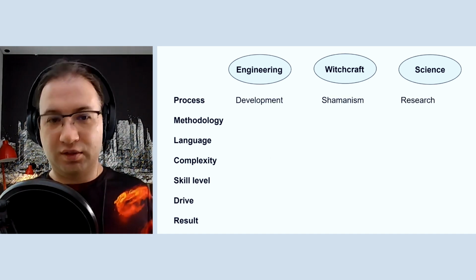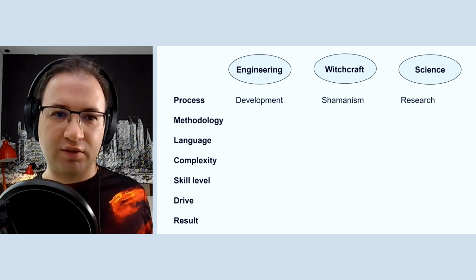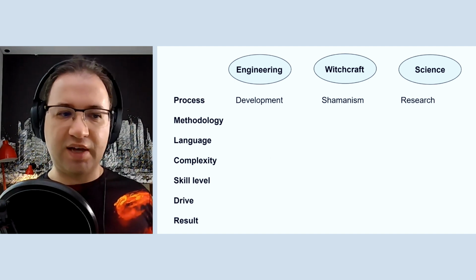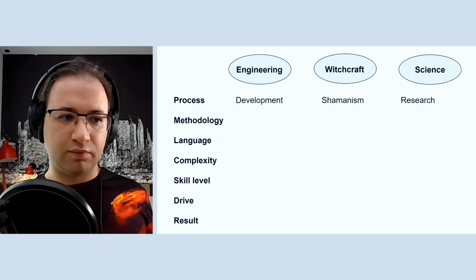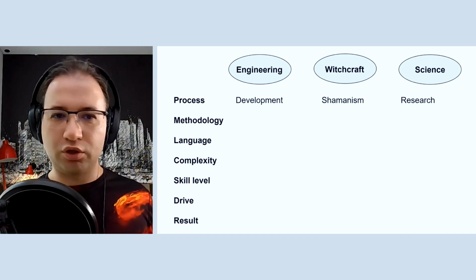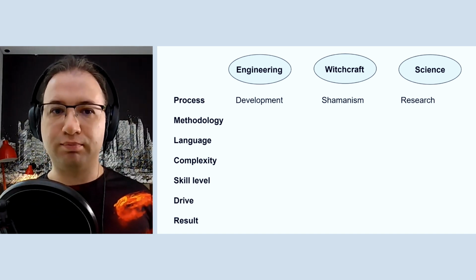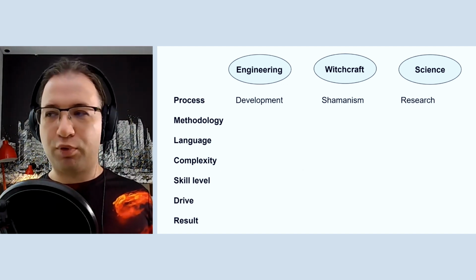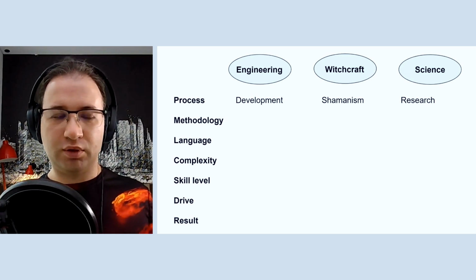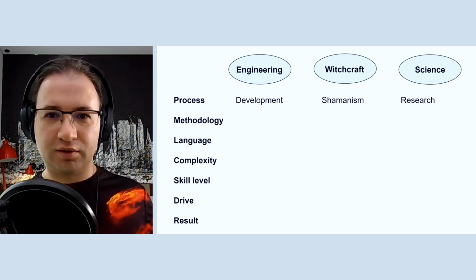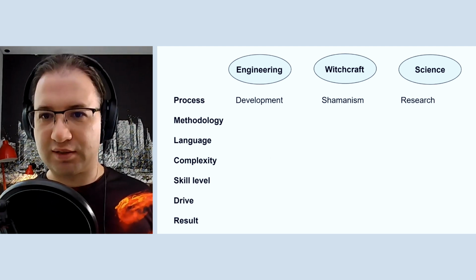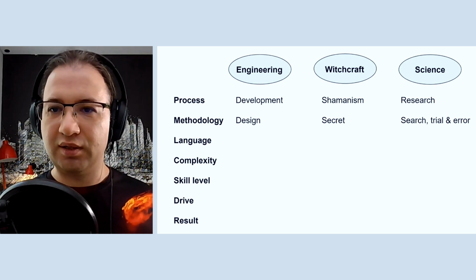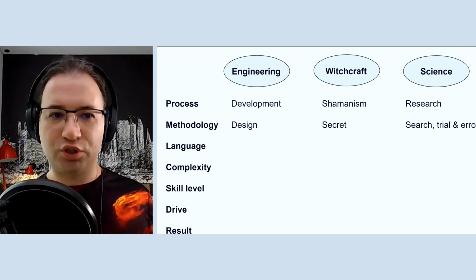So what is the process? Development is the process. It's not just writing code. It's more than that. It's connecting to people, it's designing some architecture, it's writing documentation, testing, and talking to the clients. All of this is development. In witchcraft, on the other hand, it's shamanism. A person sometimes jumps around a campfire and says some spells to summon, for example, a demon or something like that. And in science, we do research.